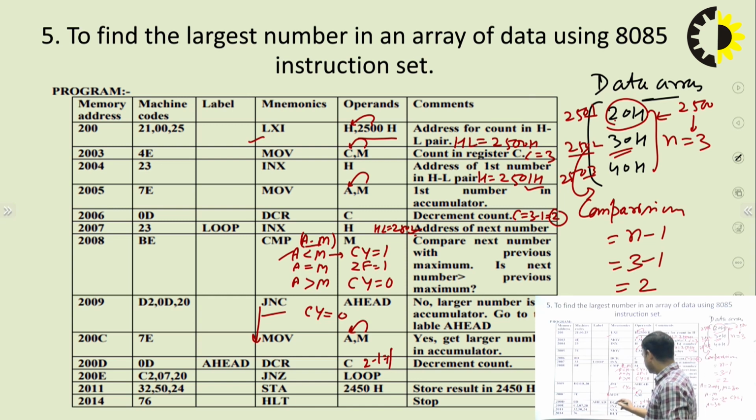Now come to JNZ, jump if not 0. What is not 0? It refers to the previous instruction. So if the C register is not 0, then in that case it will come to the loop. So where is the loop? Here.